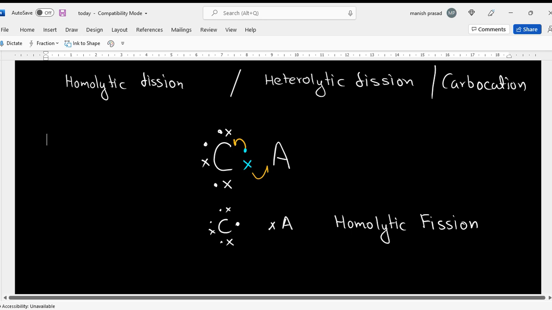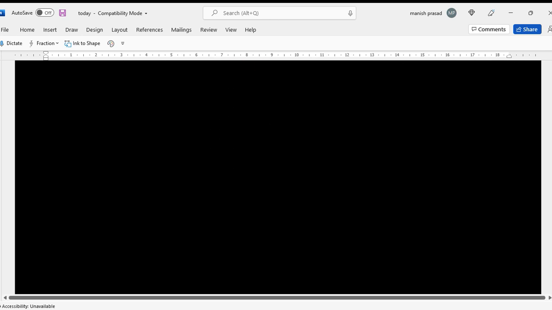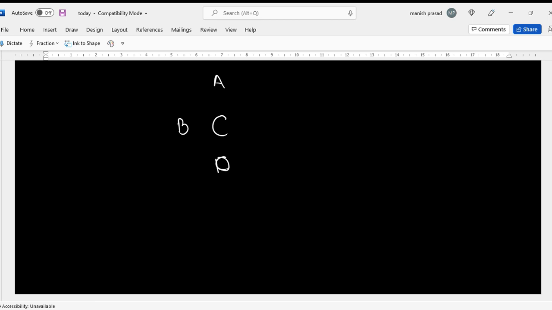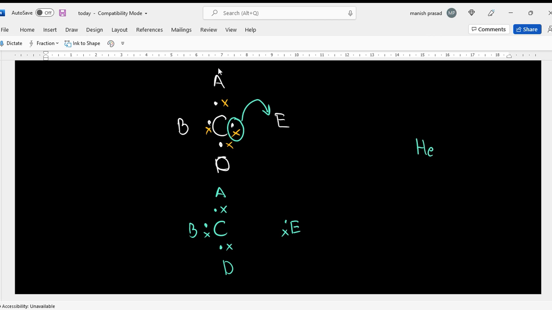But a heterolytic fission, what will happen is, if I have my carbon, let's say I have an A, I have a B, I have a C, I have a D, and I have an E. So carbon has its own electrons, and then we have the electrons of the other ones. Now, we create a reagent which will force both the electrons to shift to one side. So this type of breakage of the bond, where both the bond pairs move to only one direction, is known as heterolytic fission. Where the bond pairs go to only one side.